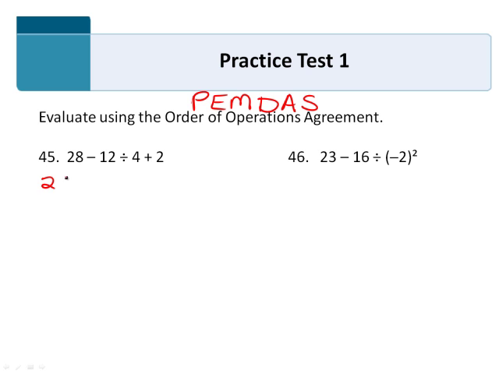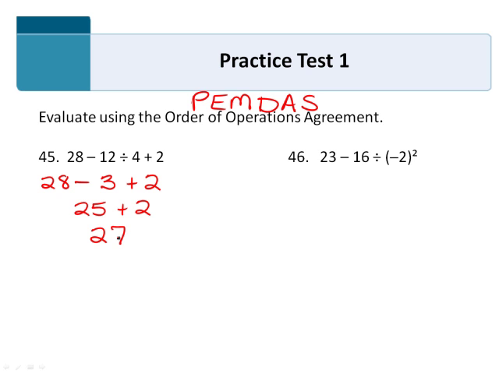So we have 28 minus, and you're going to divide. 12 divided by 4 is 3 plus 2. So now you're left with subtraction and addition. So you do those left to right. So 28 minus 3 is 25 plus 2. You just do plain old subtraction. And 25 plus 2 gives you 27.